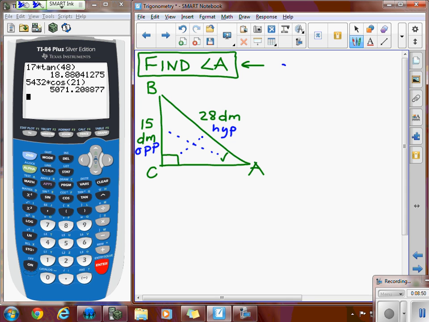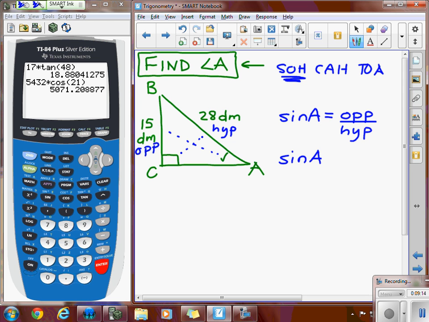So again, examine SOH and figure out which 2 sides we're using, opposite and hypotenuse. So now this is a sine ratio question. So write it down. We're going to say the sine of angle A equals the opposite side divided by the hypotenuse. And we fill in the information we have. The sine of angle A equals the opposite side, 15, divided by the hypotenuse, 28.